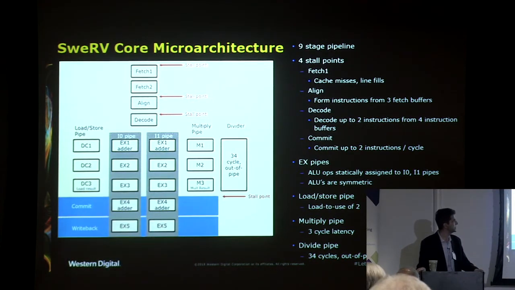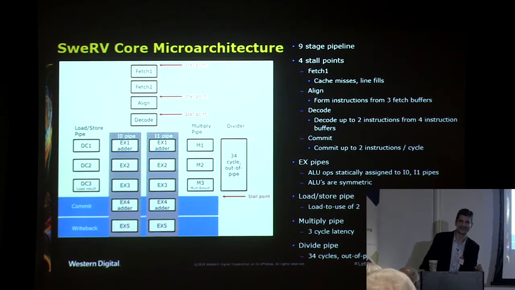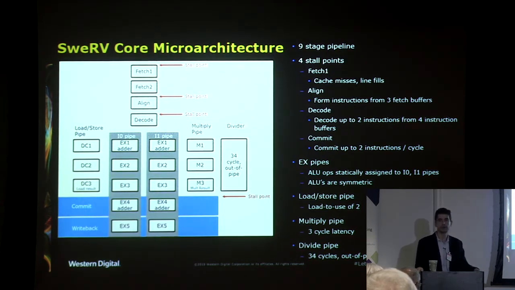The question is, you have a 9-stage pipeline with potentially 4 stall points. We call it only 4 stall points. They're listed here: on the fetch, on the aligner, on decode, and commit. Yes, those are your potential stall points. You really measure the performance in 2 ways, almost even 3 ways. The first way you measure the performance is you run a benchmark, like Coremark.